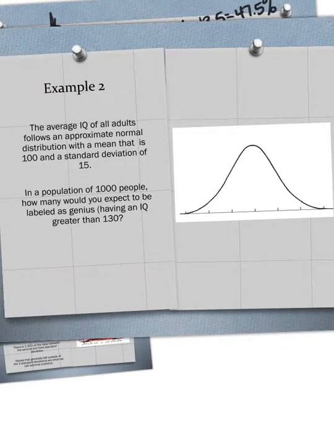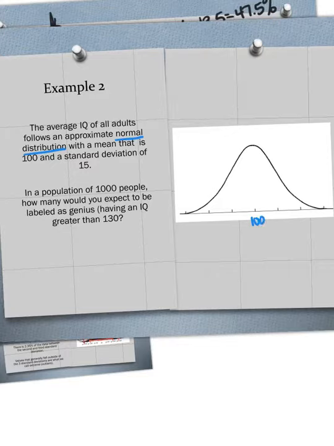So let's do one more example. This says the average IQ of all adults falls in an approximate normal distribution with a mean that is 100 and a standard deviation of 15. Because we have the word normal distribution, anytime you see these words, you should draw a normal curve, and set the mean at 100 and the standard deviation is 15.